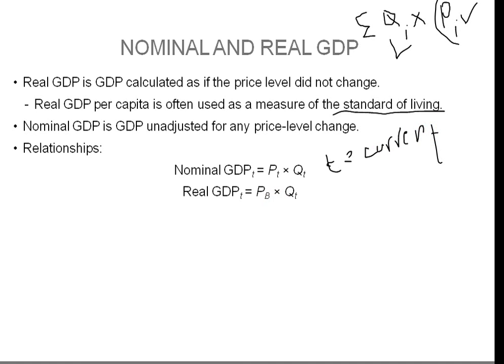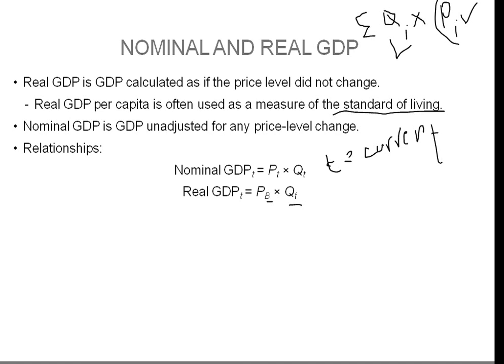Real GDP is equal to PB times QT. This is our current quantity, but we are taking the prices of some base period, B for base period. Base period means a year with an ideal level of prices, with not much fluctuation in prices. There was no emergency condition, no war, no drought, so we take that year, and it is not too far away from the current time period.